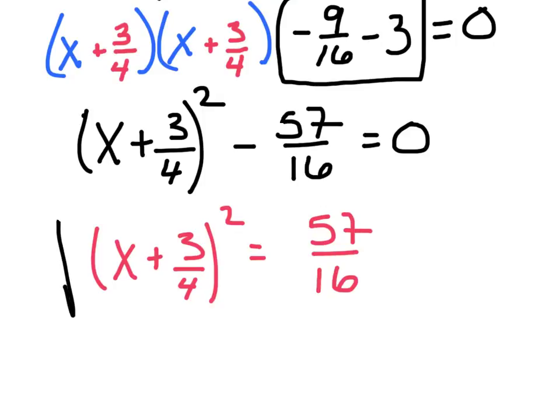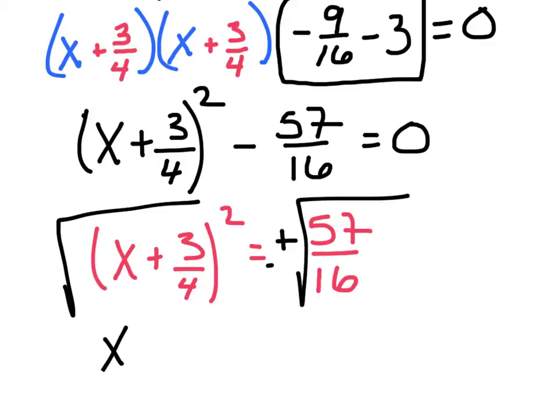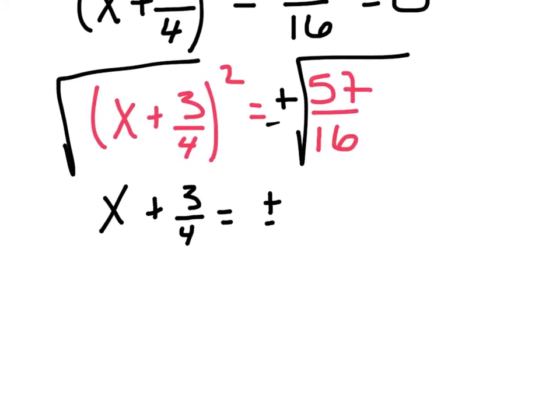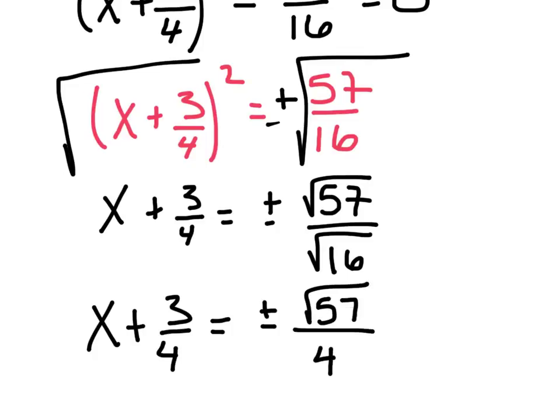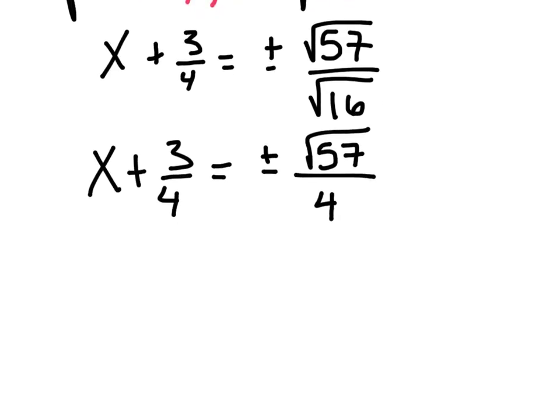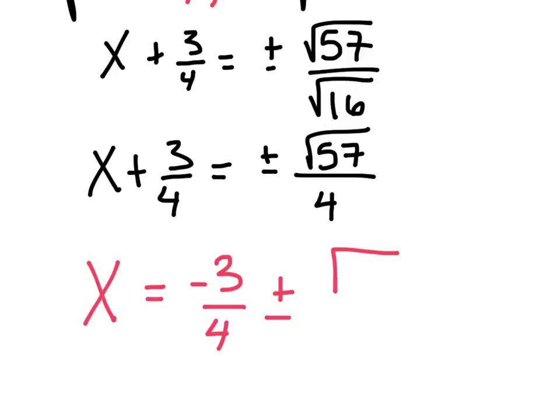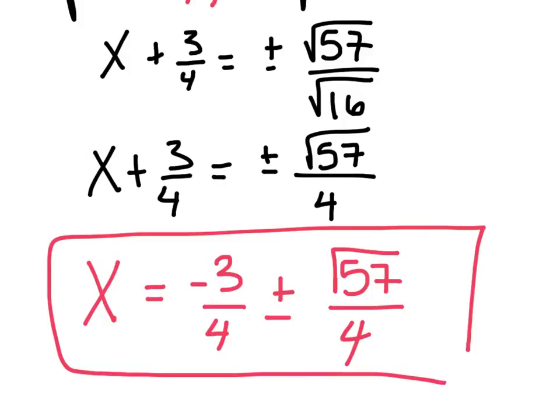All right, I need to square root both sides. Don't forget the plus minus. x plus 3/4 equals plus or minus. Now remember, when you square root a fraction, you're doing it to the top and the bottom. Square root of 57 over the square root of 16. So that's x plus 3/4 equals plus or minus. Which of those do you know? That becomes a 4. That's the square root of 57. And then I'll just add my term over, or subtract in this case. I get negative 3/4 plus or minus radical 57 over 4. And there you have it. All right?